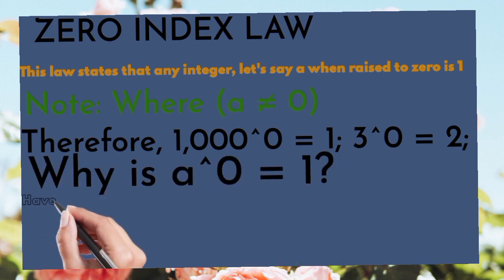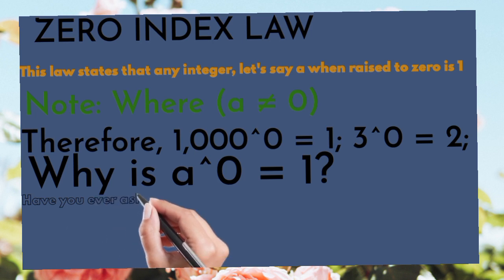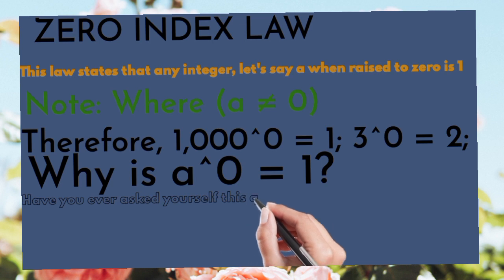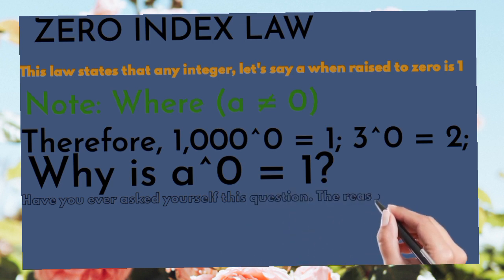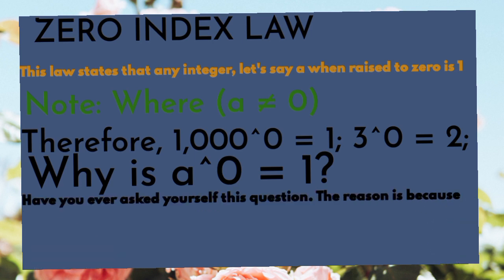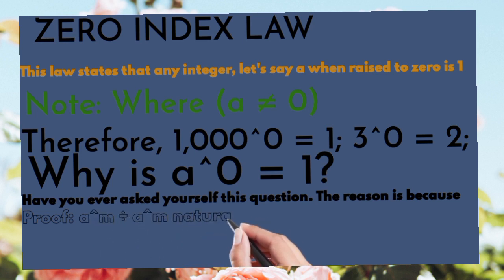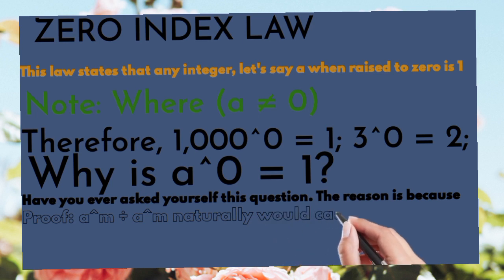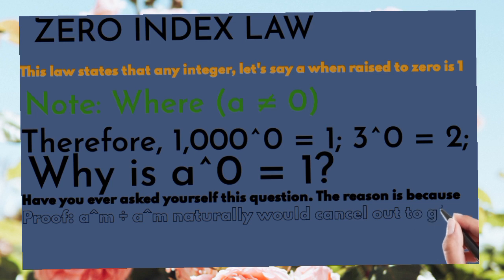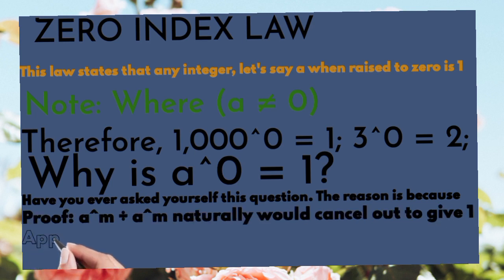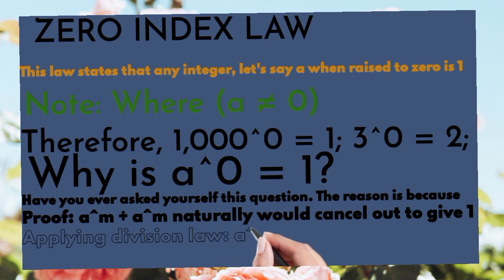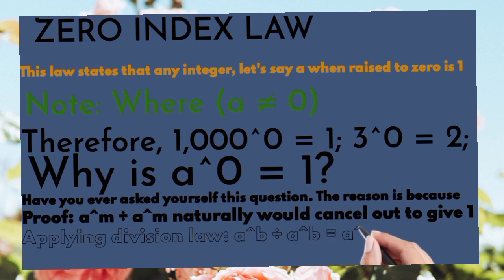Now, why is a to the power of 0 equal to 1? Have you ever asked this question? Why is it that any number raised to 0 is 1? The reason for this is as a result of two laws. The proof is shown on the screen, where you have a to the power of m divided by a raised to the power of m, which naturally cancels out to give you 1, because 5 over 5 is 1. But using the division law as stated earlier, the powers are to be subtracted. So you have a to the power of m minus m, which is a to the power of 0, which is 1. So take note.